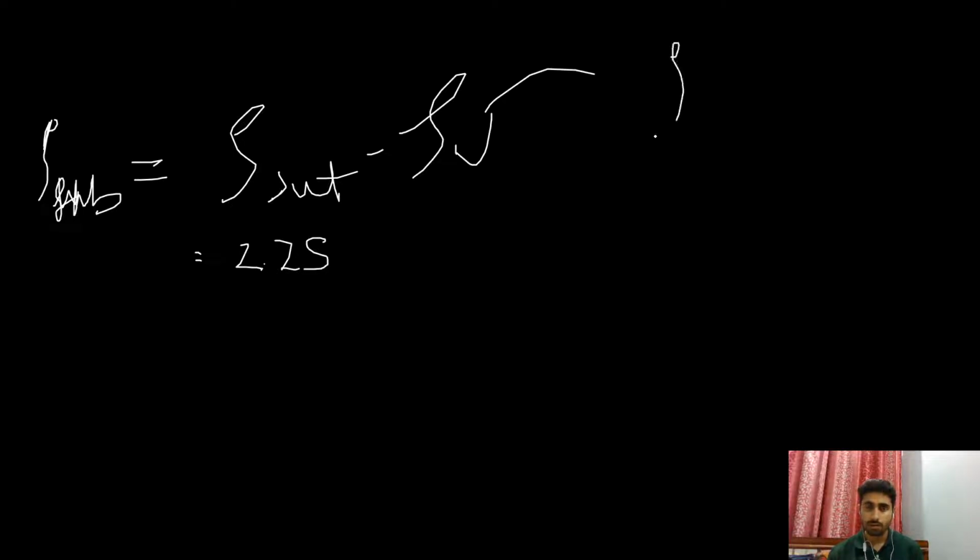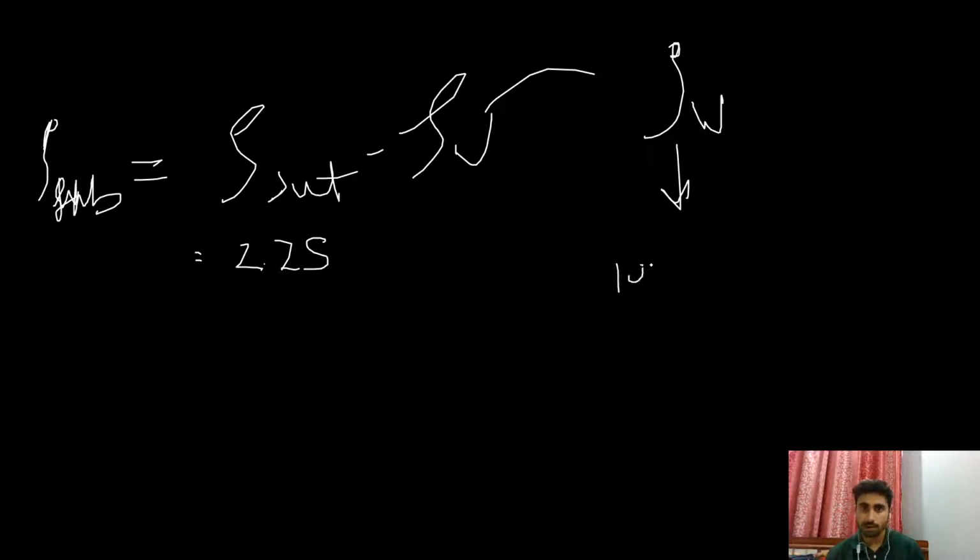Rho submerged can be found as rho saturated minus rho W. Rho saturated we already found, it is 2.25. The question is what is the value of rho W. Rho W is the density of water. What is the density of water?